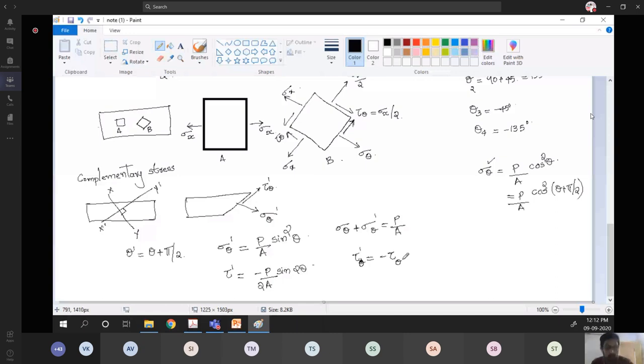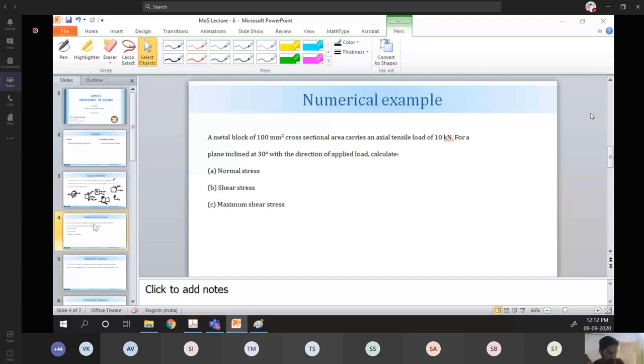Now, for illustration, we will just have a small example. A metal block of 100 mm square cross-sectional area carries an axial tensile load of 10 kN. For a plane inclined at 30 degree with the direction of applied load, calculate normal stress, shear stress, and maximum shear stress.